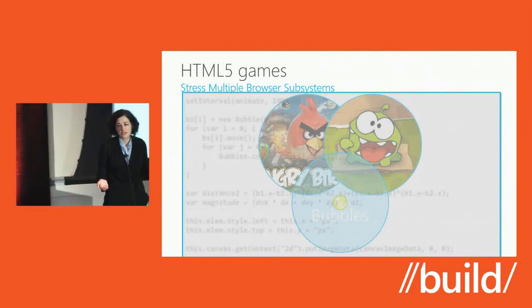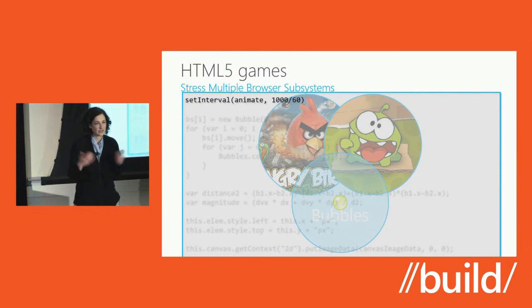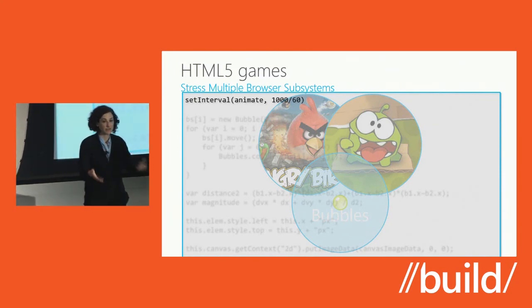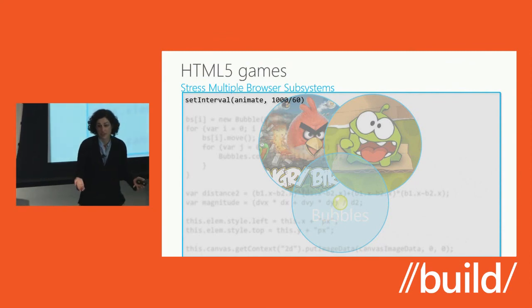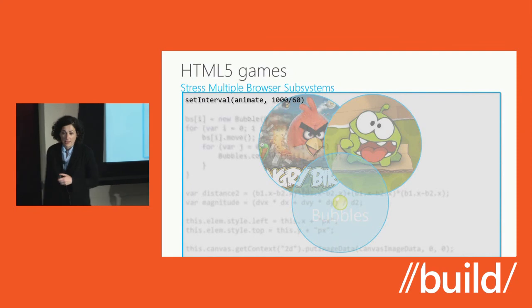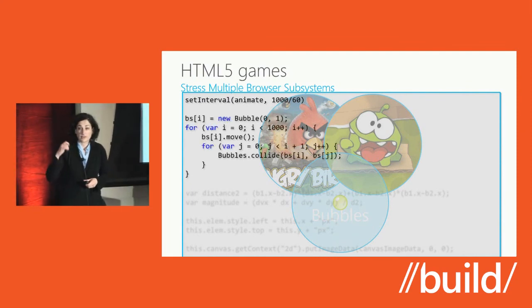Now, what's common to all of these HTML5 games and simulations is that they all basically have an interval at which they paint the animation. So basically, for every frame, they need to do some amount of computation to figure out what the next frame is going to look like. They all do a lot of looping over arrays. So in this case, we're looping over bubbles.